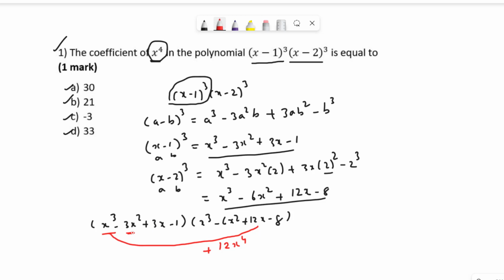So this is plus. And here we have 3x square and we have 6x square. If I multiply these two, I will get power 4. So this is 6 3s are 18, minus into minus is plus. So this is 18x power 4. And again we have 3x here. And if I multiply this 3x with x cube, I will get x to the power of 4. So this is nothing but plus 3x to the power of 4. So which is equal to 33 x power 4. So the coefficient is 33 here.